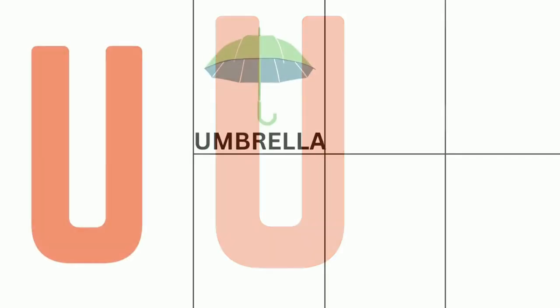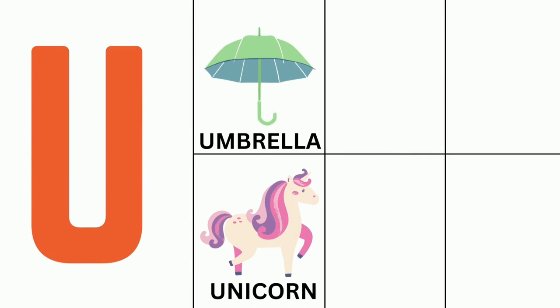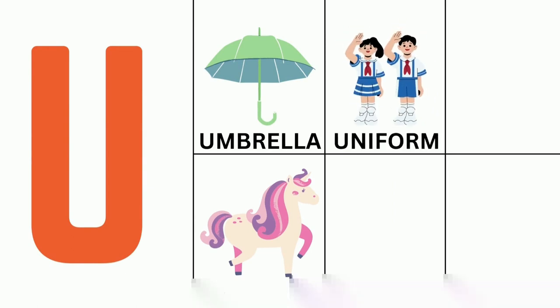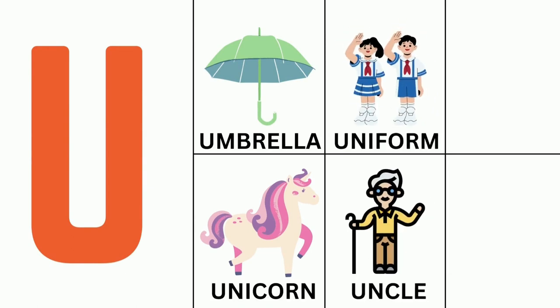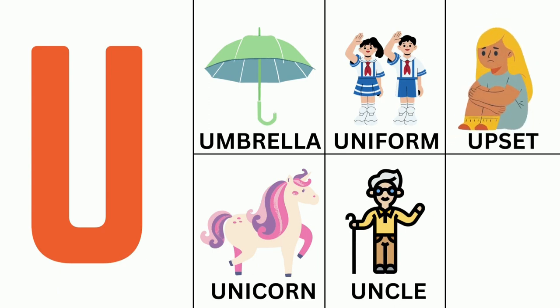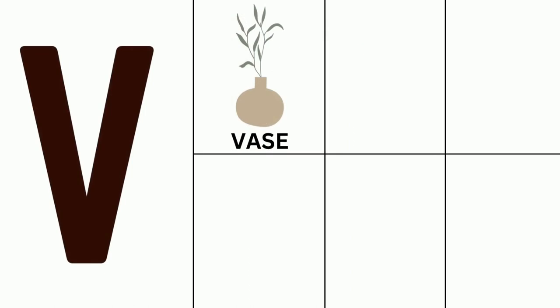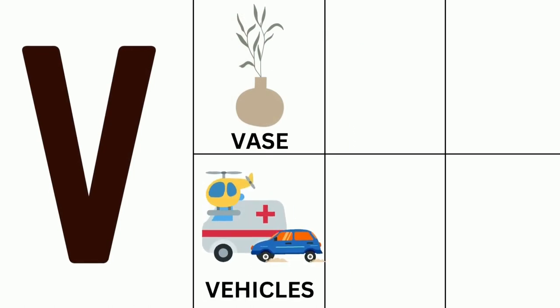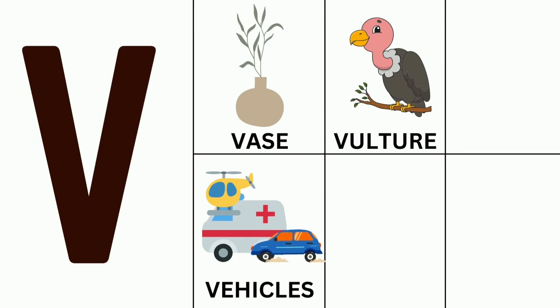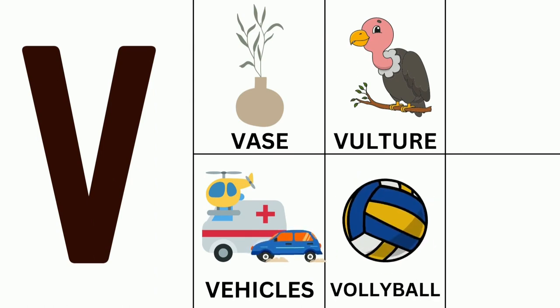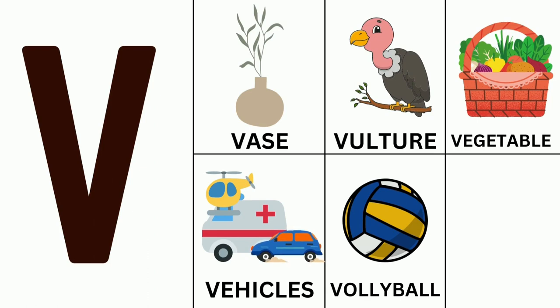U. Let's learn the word starts with U. U for umbrella. U for unicorn. U for uniform. U for uncle. U for upset. U for utensils. V. Let's learn the word starts with V. V for vase. V for vehicles. V for vulture. V for volleyball. V for vegetables. V for violin.